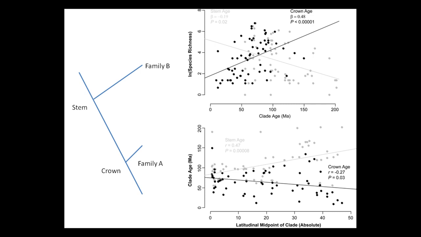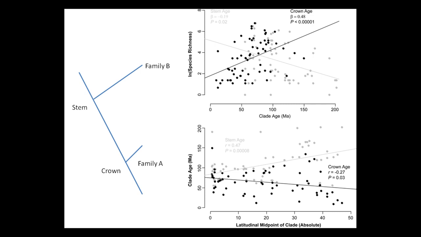It also varies latitudinally. Stem group ages are older at higher latitudes, which is telling us that the oldest amphibians are at higher latitudes, the oldest groups. They've been in temperate regions longer, and the crown group ages are younger there.